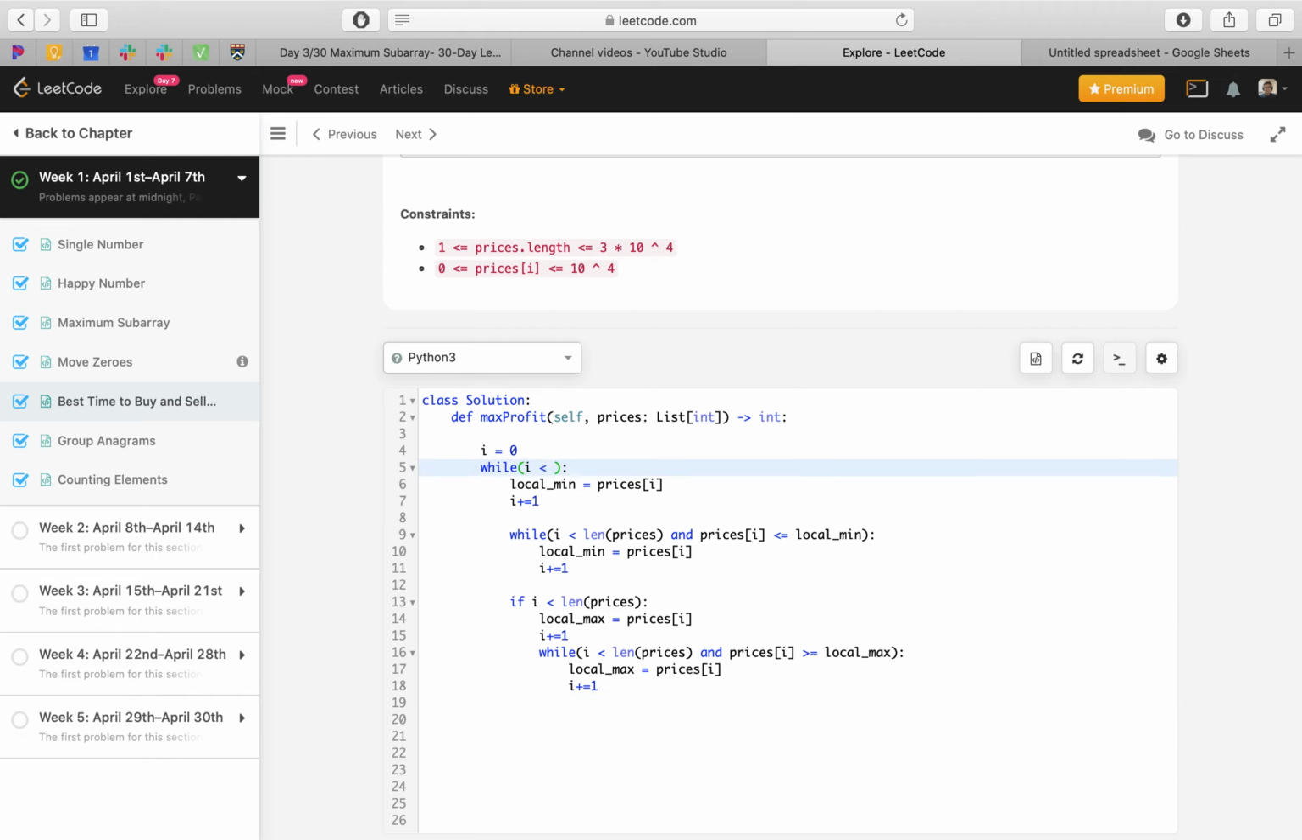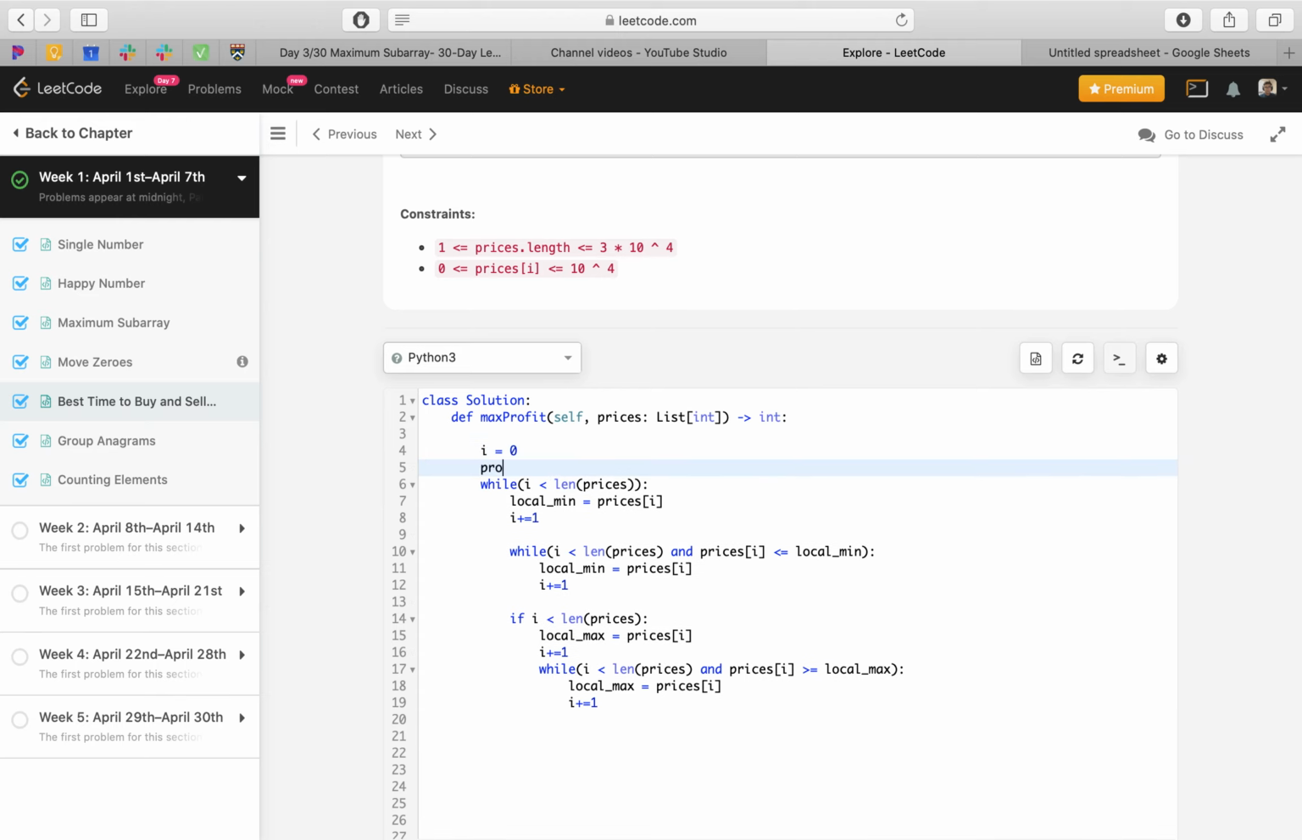While i is less than the length of the prices, and here we want to have some sort of profit. Then we want to... Will it work? Let's see.